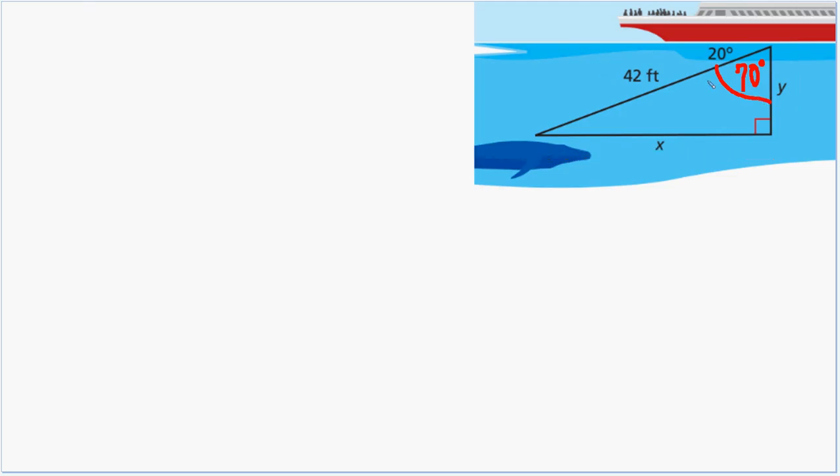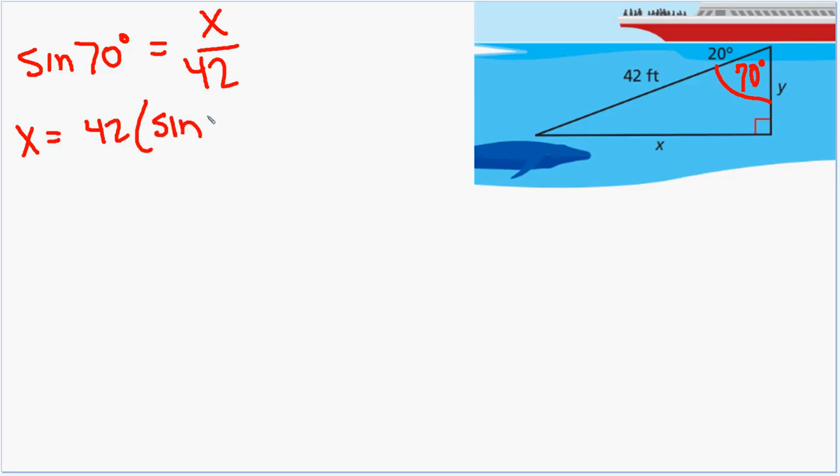So let's say we're going to go after x first. If I'm at my 70-degree angle, x is opposite, hypotenuse is given. So what deals with opposites and hypotenuse? That's going to be the sine. The sine of 70 equals x over 42. And we're going to multiply both sides by 42. So our x distance is 42 times the sine of 70 degrees.